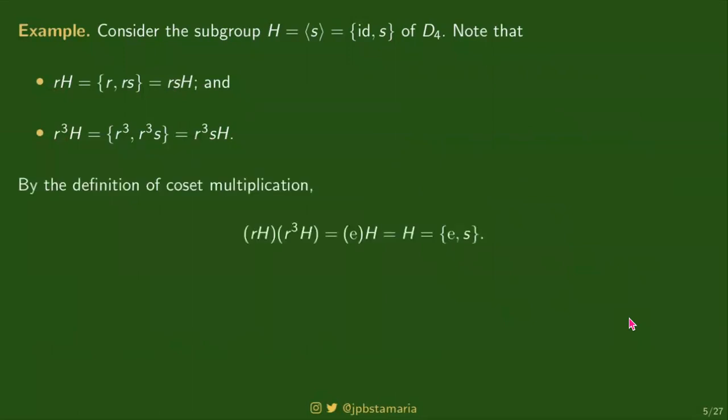By definition of coset multiplication, if I multiply these two, ano lalabas? R times R cube, identity. Yung identity nasa H yun. Kaya yung coset na to is just H. And H is the set E, S. Correct? Do you follow? Do you follow with this multiplication? Nasundan nyo?